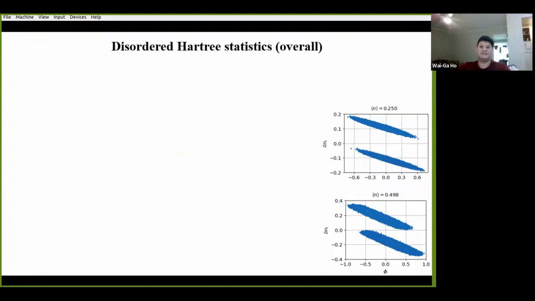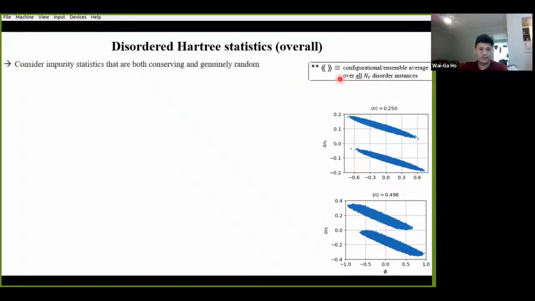All right, so let's try to analyze the statistics that we've just established and understand things a bit more carefully. So first, we'll define this ensemble average over disordered configurations, just using double-angled braces for the corresponding expectation values. Now we'll be considering impurity statistics that are locally conserving, where the epsilon site energies disorder average to 0 for any site J in the lattice.